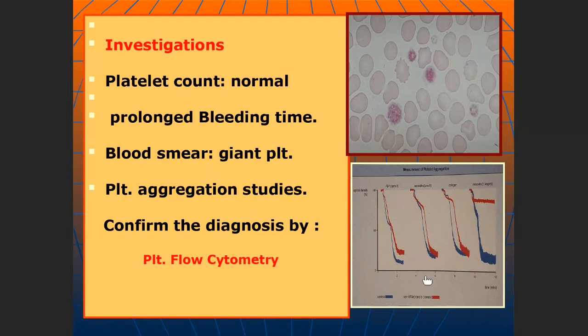This is the result of the aggregometer. You don't need to go through it in details. Just this is aggregometer result. And these are giant platelets. Okay?